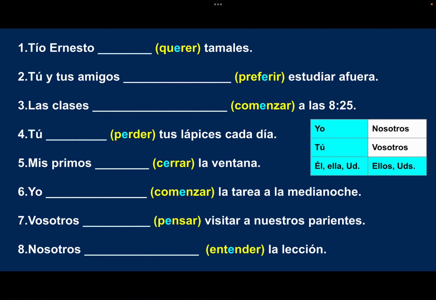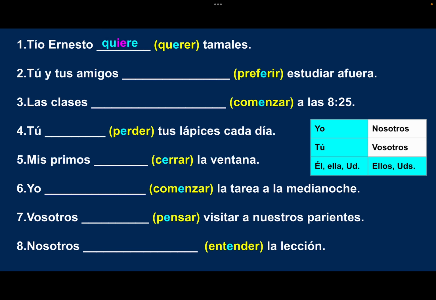All right, guys, go ahead, pause the video, and give these guys a whirl. I did help you out, and I put in blue the vowel that's going to get the stem change if it falls in the boot. Okay, let's check our answers. Uncle Ernesto wants tamales. So tío Ernesto, we're talking about he, él, that's in the boot. So quiere tamales.